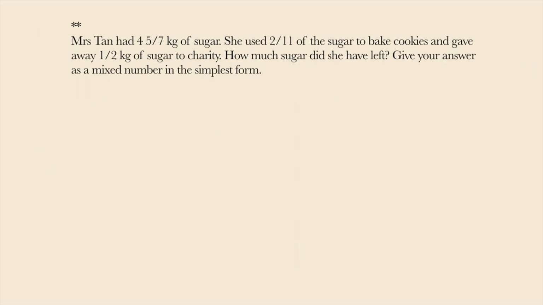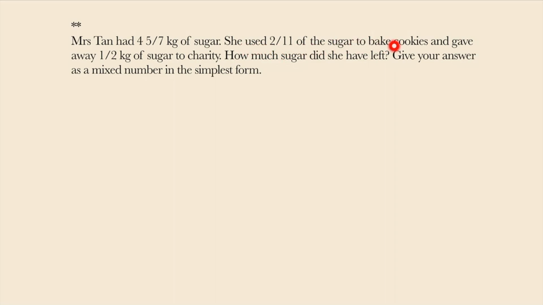For this level 2 question, you need to be very comfortable with fractions. What do I mean? In terms of mixed numbers, in terms of multiplying fractions and subtracting fractions. So let's find out what we have to do here. Mrs. Tan had 4 wholes and 507 kilograms of sugar. Those are actual kilograms. She used 2/11 of the sugar to bake cookies.